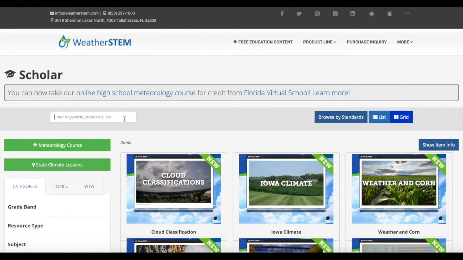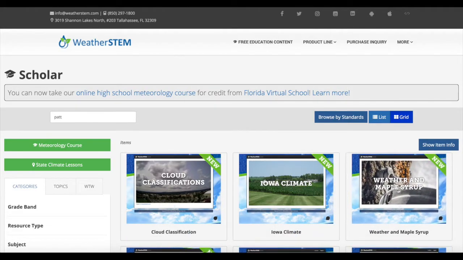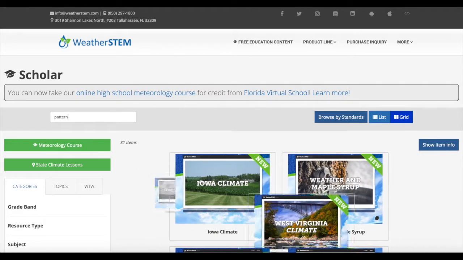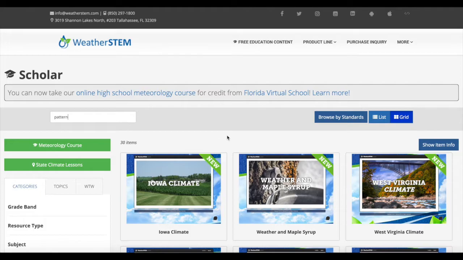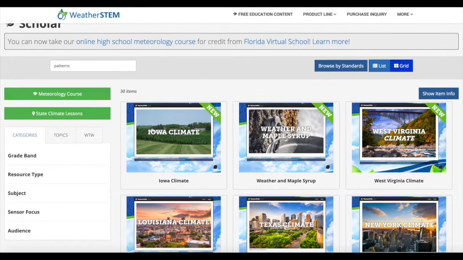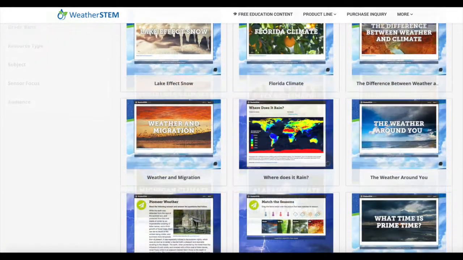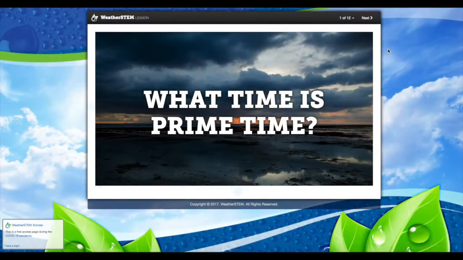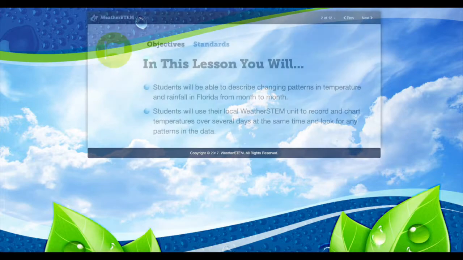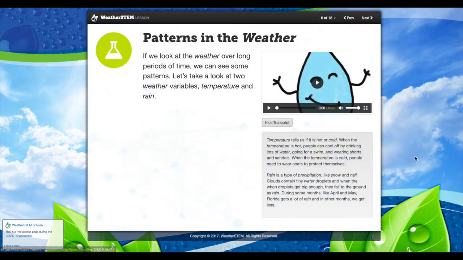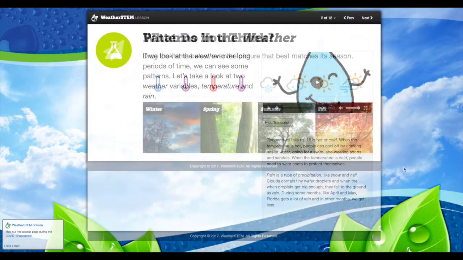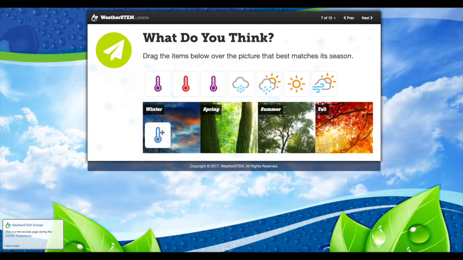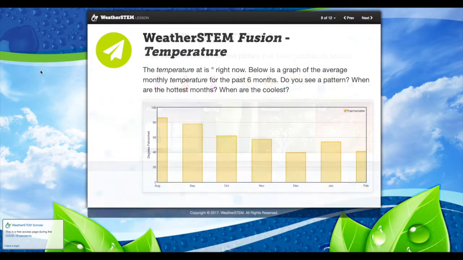Through the WeatherSTEM Learn tab, keyword and standard searches can be used to determine which educational resources contain content on these topics. One of the lessons that fits into this standard is What is Primetime Weather? This lesson can be used as a slideshow in a classroom setting and provides some basic information on patterns in weather. The lesson also includes integrated data from a nearby WeatherSTEM station, making the lesson more relevant to students.